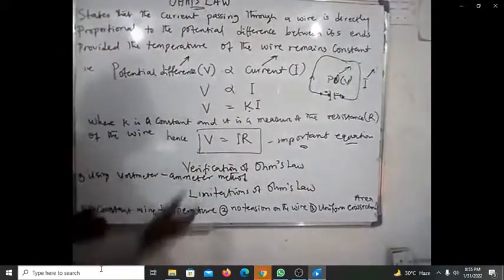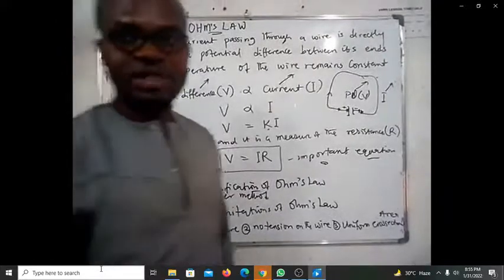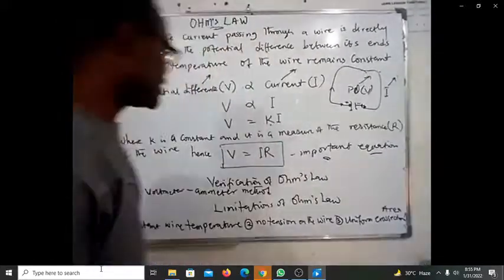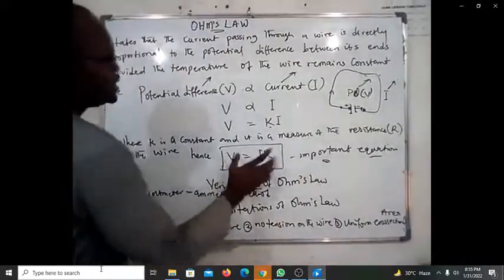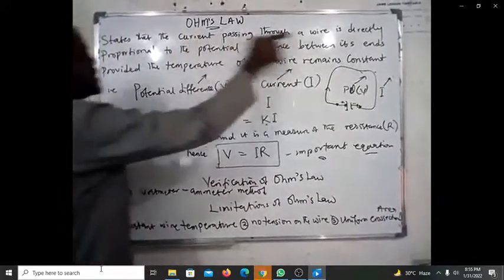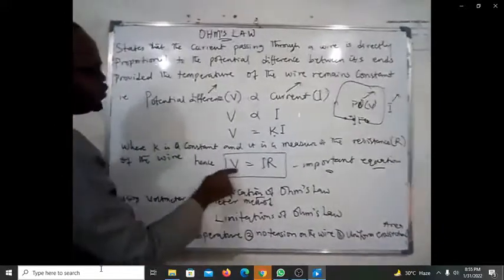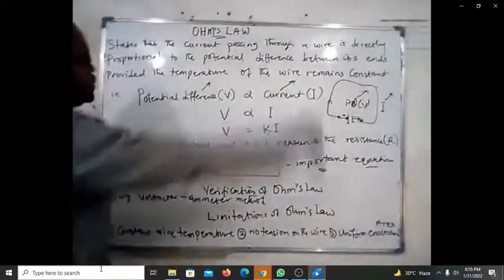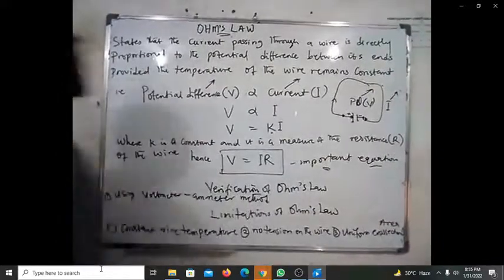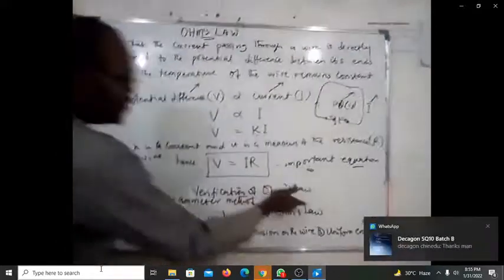Did you see the way we arrived at V equals IR? Can you see it? So it's very, very important. We are going to be using this equation. And this equation stems from the fact that the current passing through a wire is directly proportional to the potential difference between the ends, provided that the temperature remains constant.